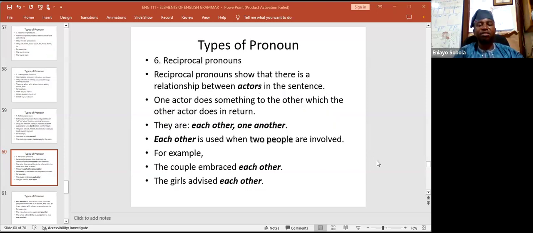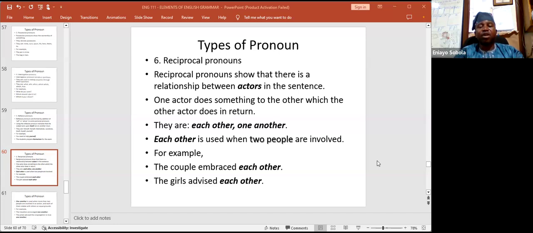Number six is reciprocal pronouns. Reciprocal pronouns show that there is a relationship between actors in the sentence, meaning that one actor does something to another, and the other one does something back in return. If you do something for someone, the person does the same thing back to you. So they are each other and one another. Each other is used when two people are involved, while one another is used when there are more than two.